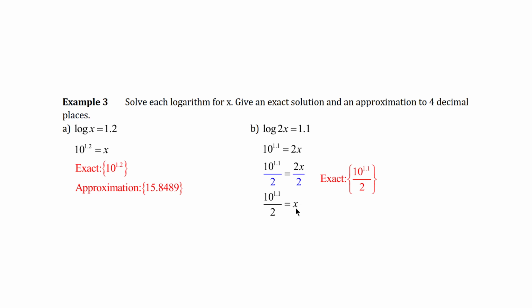The final answer for the exact value we write with a set of curly brackets. We have 10 to the 1.1 power over 2 on the inside. For the approximation, we just use a calculator to get the value of 10 to the 1.1 power divided by 2, and then round it to 4 decimal places. We write the final answer for the approximation with a set of curly brackets and 6.2946 on the inside.